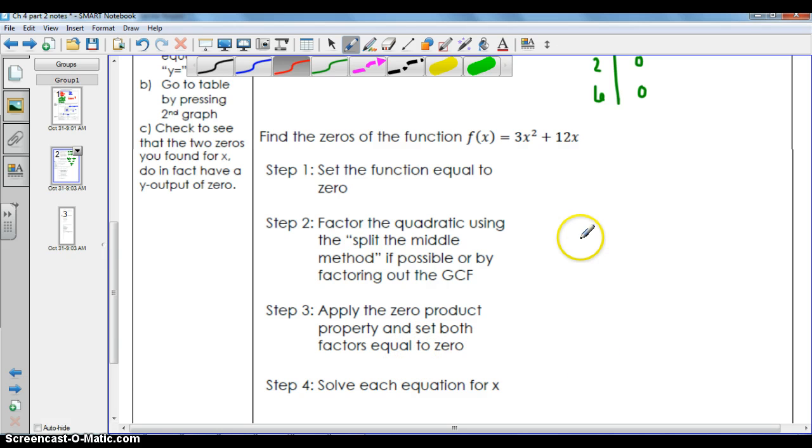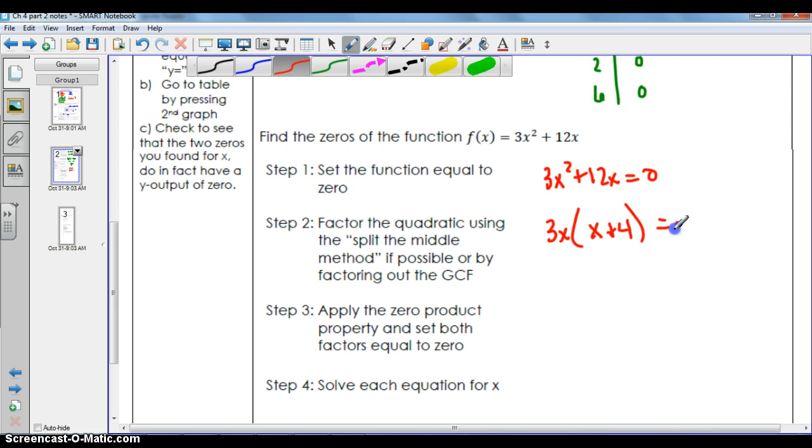So let's try the next one. You can try it on your own and pause me, or you can follow along if you still need to see another. So set it equal to 0. And then we're going to factor it. So what can I pull out of each of these? Remember to start with that greatest common factor. So 3x, so I have an x plus 4.